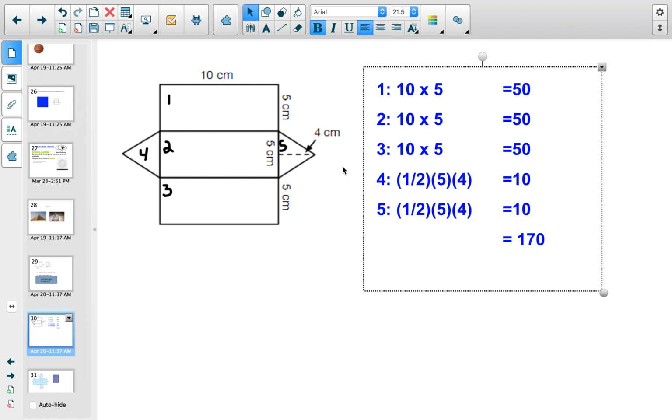We look at the triangles 4 and 5. Well, we're going to have a base of 5, height of 4, and we need to do half of that. So 5 times 4 is 20, half of that is 10. Do it again over here, because they'd have to be the same to match up and make it a solid, and our answer will be 170.